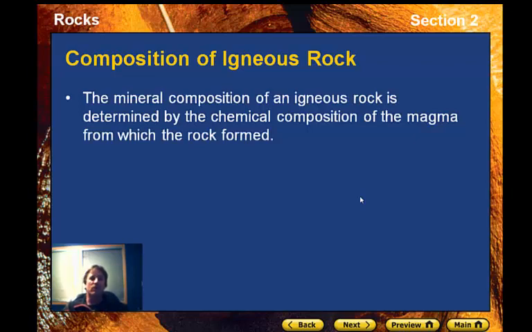Alright, mineral composition of an igneous rock is determined by the chemical composition of the magma from which the rock forms. So depending on what's in the magma, that's what you're going to get in the igneous rock. Makes sense. If it's in the magma, it hardens into the rock, that's what it's going to be.